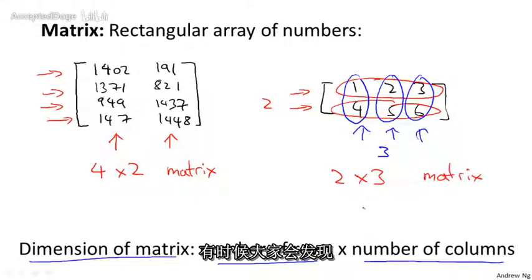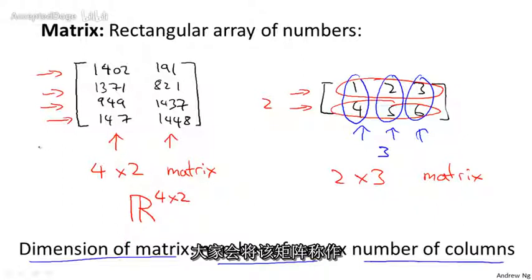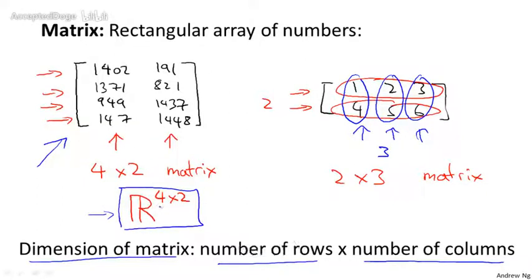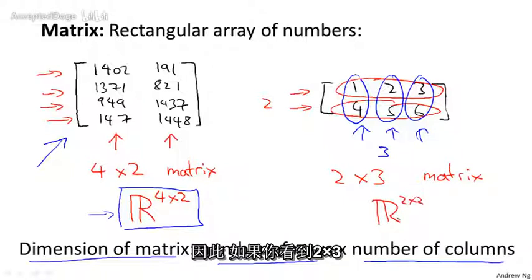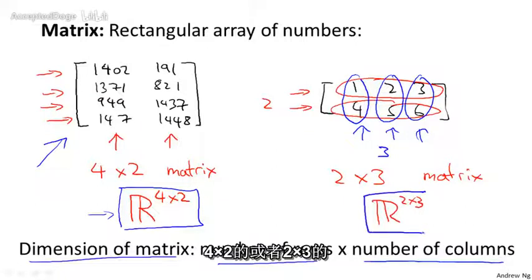Sometimes you also see this written out, in the case of the left, as R4 by 2. Or concretely, people will sometimes say that this matrix is an element of the set R4 by 2. This just means the set of all matrices of dimension 4 by 2. And the one on the right is sometimes written as an element of R2 by 3. So if you ever see something like R4 by 2 or R2 by 3, people are just referring to matrices of a specific dimension.